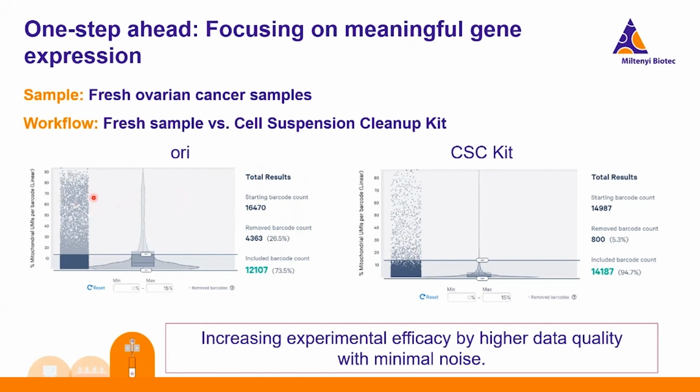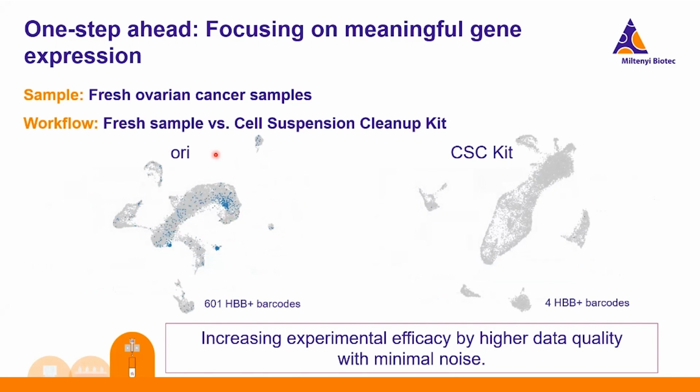And this is not only true for mitochondrial reads. You have some UMAP plots here where I have highlighted the barcodes or cells where we still detect hemoglobin gene expression. On the left, you see that there are around 600 barcodes where we still detect an HBV gene expression, whereas on the right in the clean sample, you just have 4 left. And again, these are reads which get trapped in events you are not interested in. And of course, that reduces the efficacy, also the monetary efficacy, of your experiments if you do not perform this cleanup.